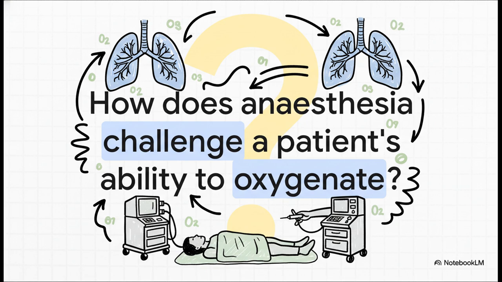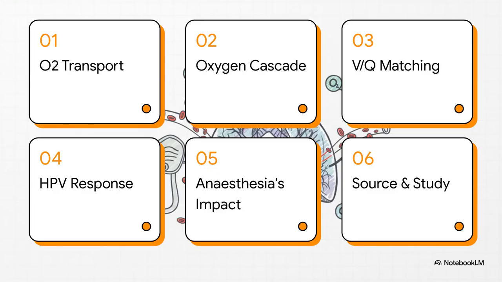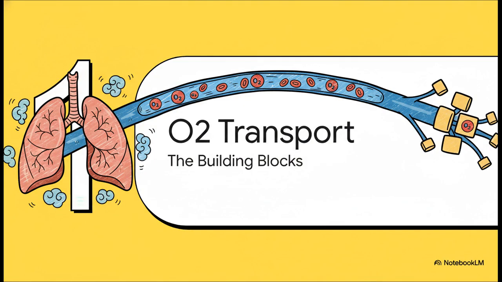The one question that really ties all of this physiology back to what you actually do in the operating room. Everything we're about to cover is designed to help you answer this one critical question. And to do that, we're going to break it down into these 6 key parts. We'll start with the real basics of how oxygen gets around, and then build all the way up to how our anesthetics directly impact the lungs. Okay, let's get into it.